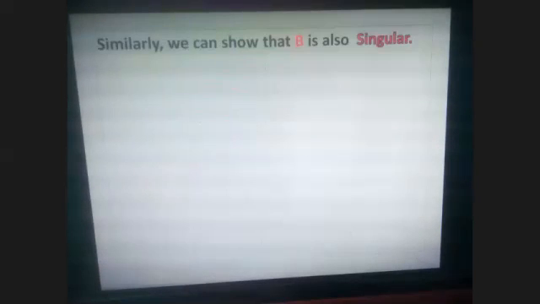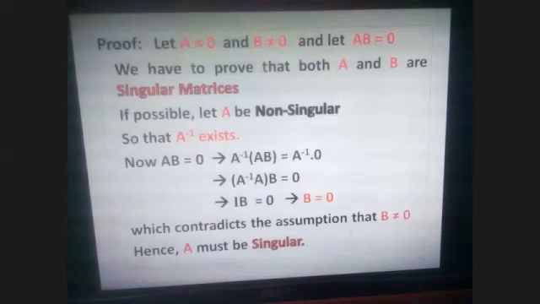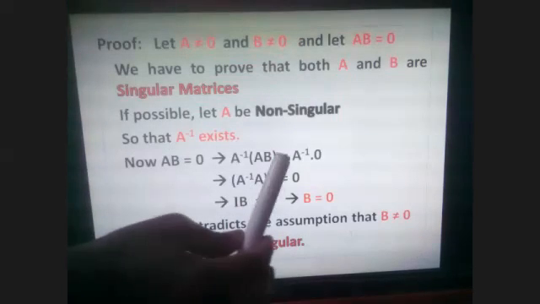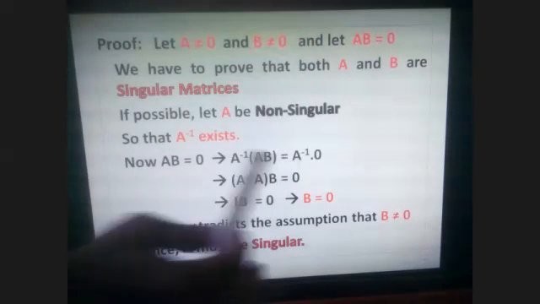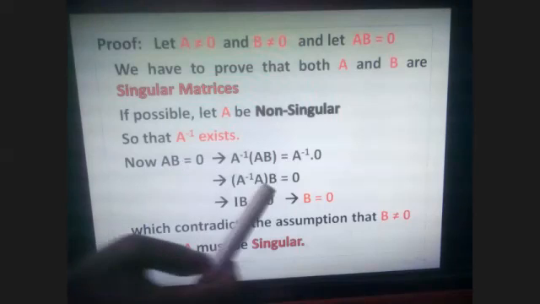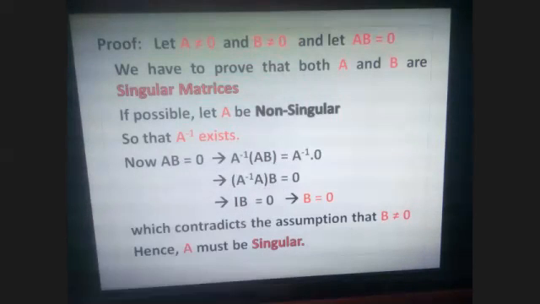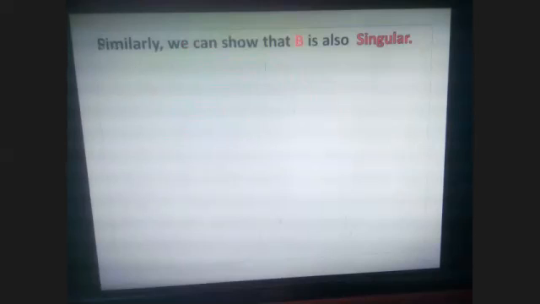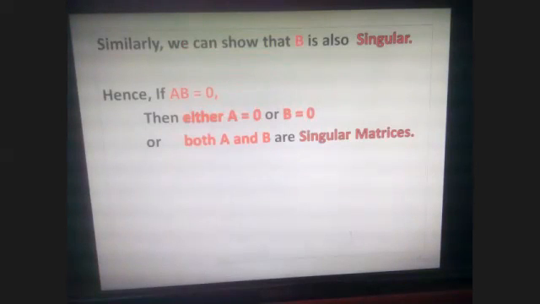Well, in the same way, similarly, we can show that B is also singular. How do you show B is singular? We multiply with B inverse on the right side. When AB equal to 0, we multiply with B inverse, and in the same way we can show B is singular. So what we obtain is that if AB equal to 0, then either A equal to 0 or B equal to 0, or both A and B are singular. Well, it is a simple question.